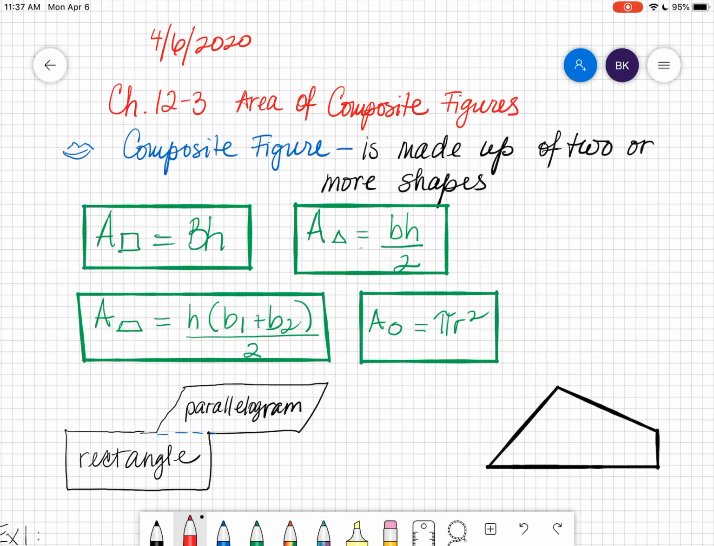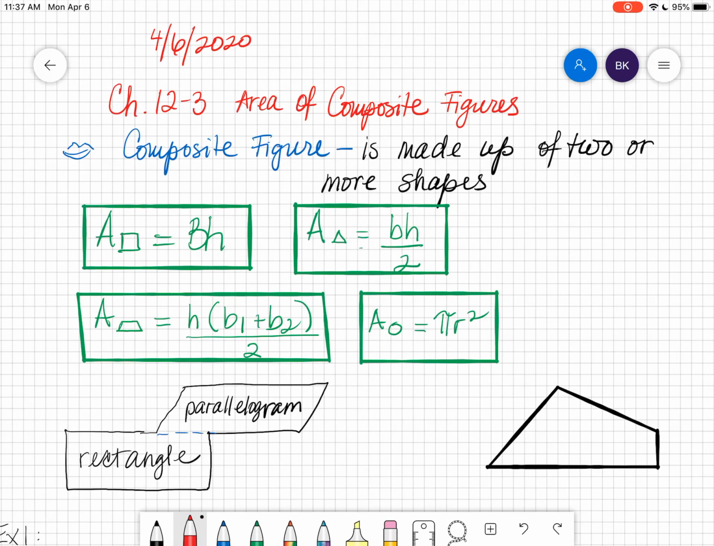So today's lesson is chapter 12, section 3, and it's on area of composite figures. So just really quickly, a composite figure is made up of two or more shapes. Here are some formulas that we've learned last year in 6th grade.